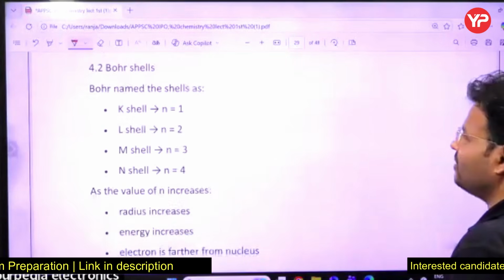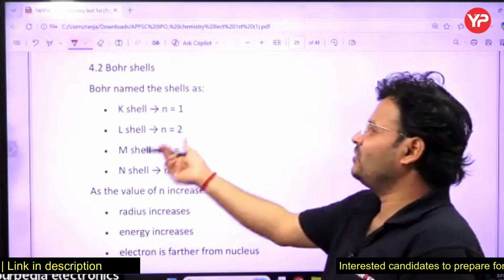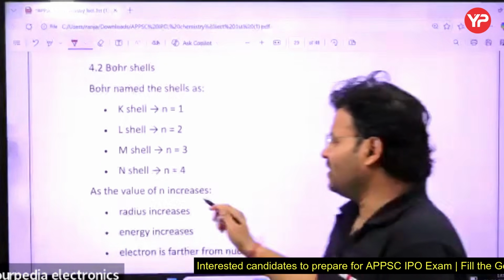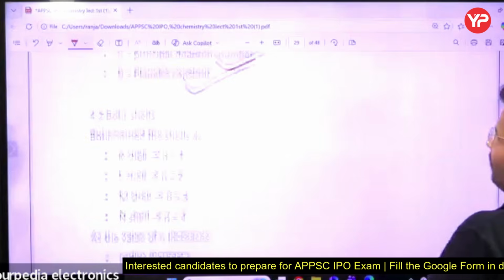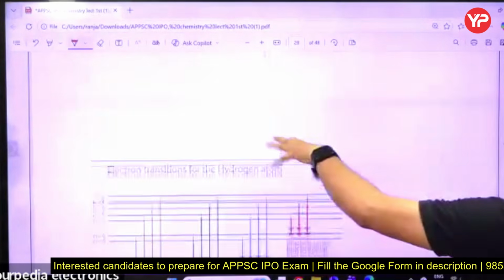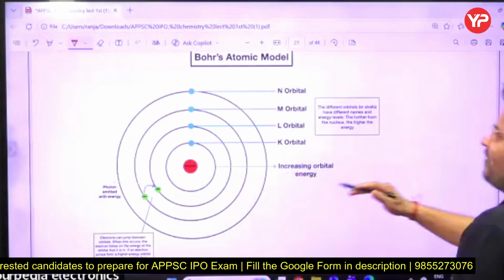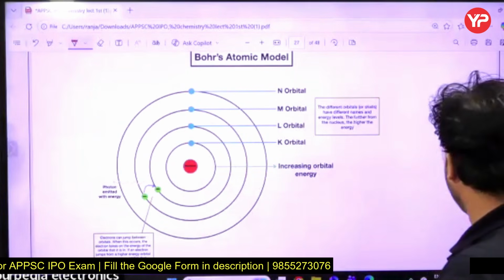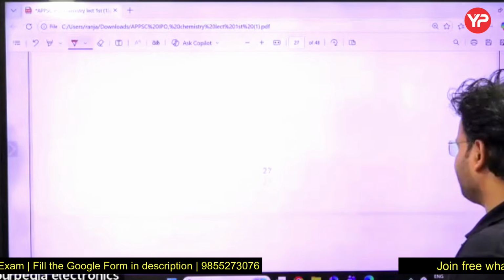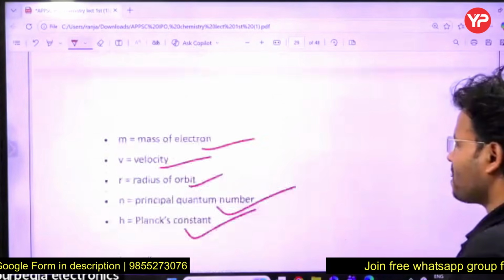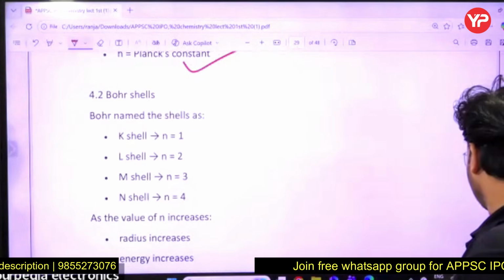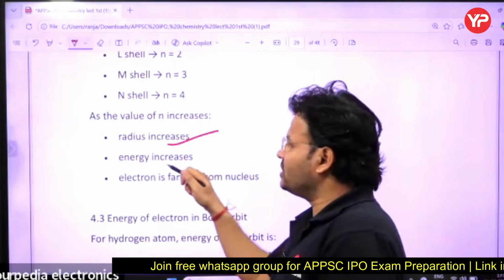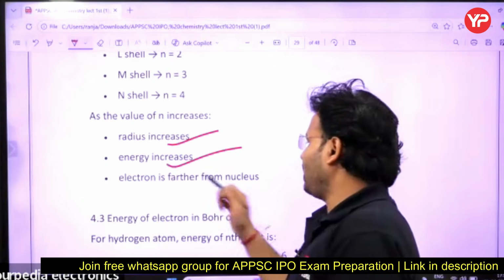Now, if you talk about shells, Bohr named the shell K when n is equal to 1, L shell n equal to 2, then M shell and N shell. As the value of n increases, the orbit size, that means the radius, also increases, energy also increases, and the electron is further from the nucleus.